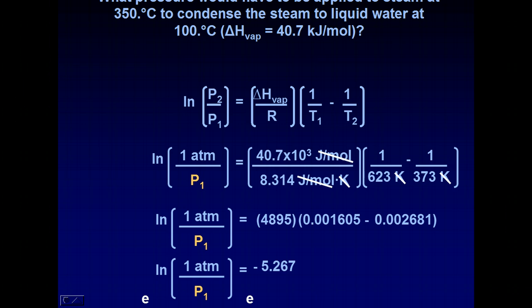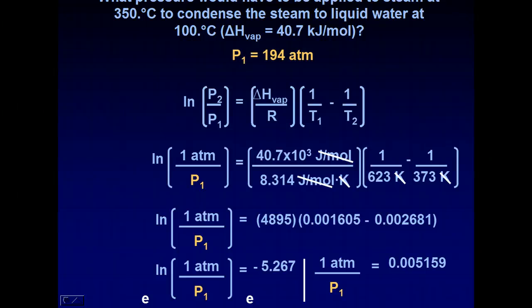To get rid of the natural log, we have to take the inverse of it, which is raising both sides by the power of e. That'll cancel out the natural log on the left side. And when we do the math, we'll get that 1 atmosphere over P1 is equal to 0.005159, which is just e to the negative 5.267. And now I want to take the inverse of that value to get P1 by itself. And if you look back up at the top, you're going to see that that is 194 atmospheres. Pretty crazy.